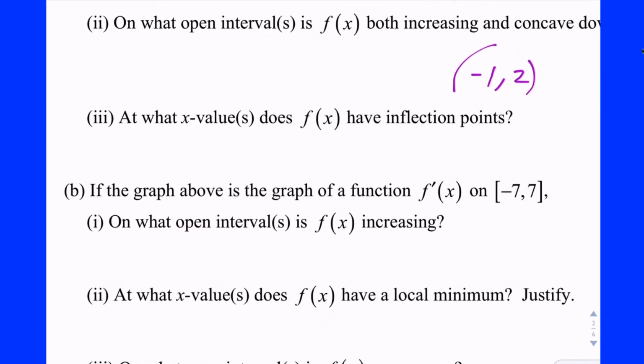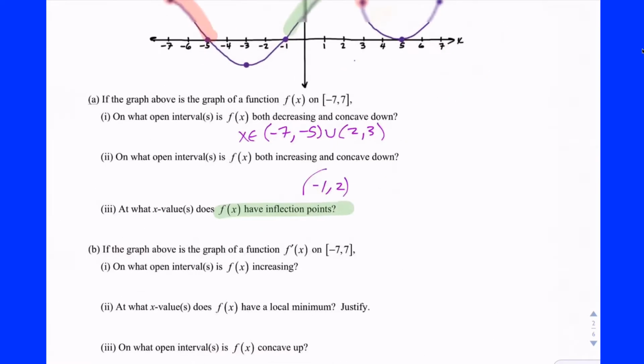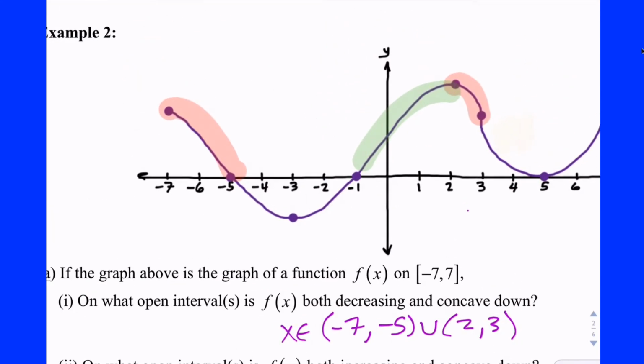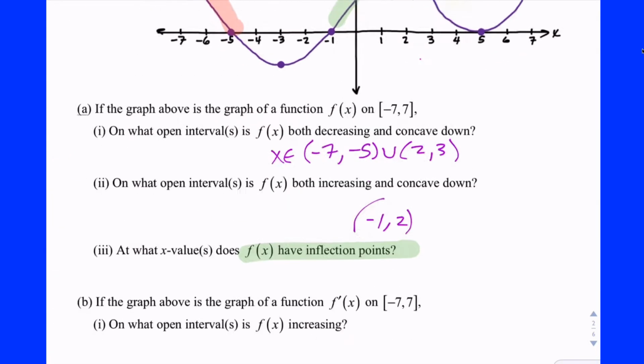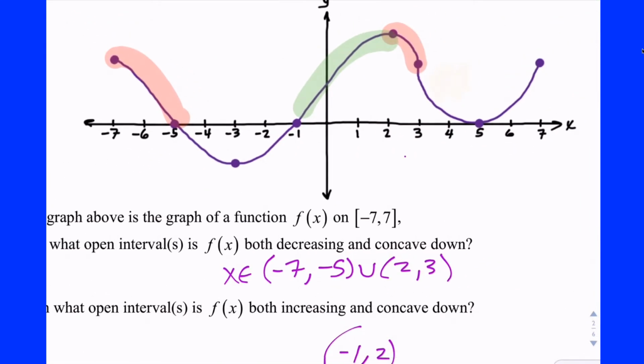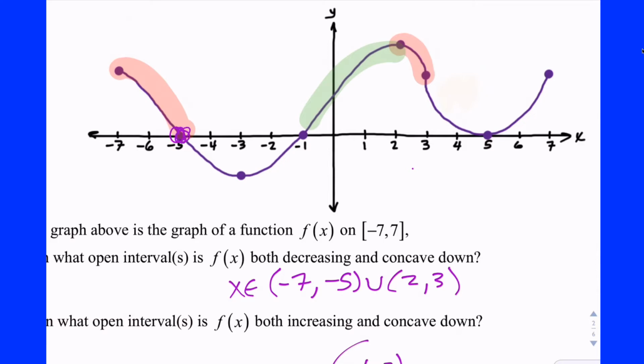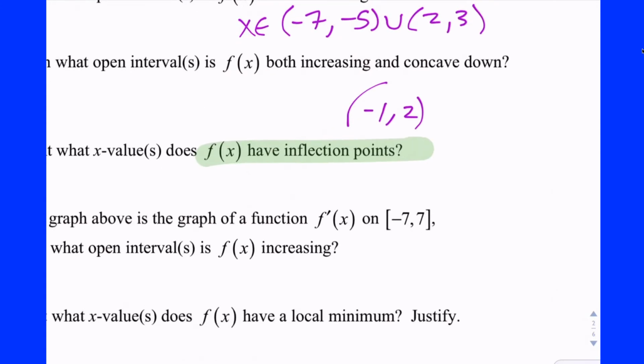At what x value does f have an inflection point? All right, inflection point. Oh my gosh. Did it say to justify? Please no, because that's a lot of writing, right? Where's our first inflection value, the x value? -5, good. Then where? -1. And then 2 or 3 or both? 3, good. And then? That's it, very good. There you go, those 3 right there. So there's 3 inflection values: -5, -1, 3.